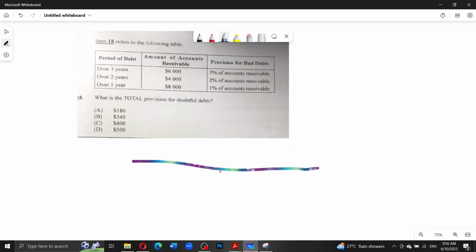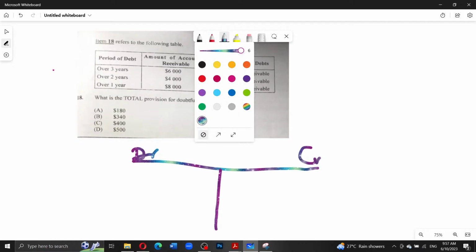Alright, so just assume that this line is straight. So we have our debit, we have our credit. And the name of this account will be provision for doubtful debt. It will not fit there. So let's look at the year 1. This here is year 1.